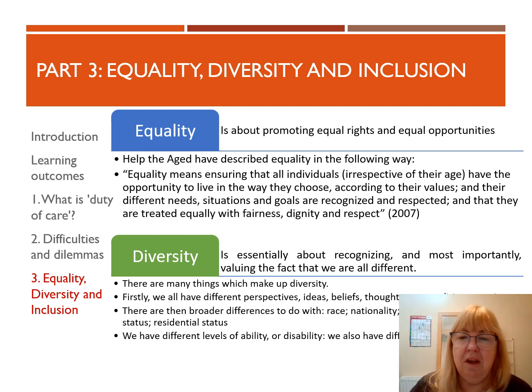It's quite a nice definition from Help the Aged here, which is another good website that you can use. Equality means ensuring all individuals, irrespective of their age, have the opportunity to live in the way they choose according to their values, and their different needs, situations, and goals are recognised and respected. And they're treated equally with fairness, dignity, and respect. So it doesn't say we should all be treated the same. It should identify the fact that people have different needs, different wants, different goals, and that they are the things that should be recognised. And diversity goes hand in hand with that.